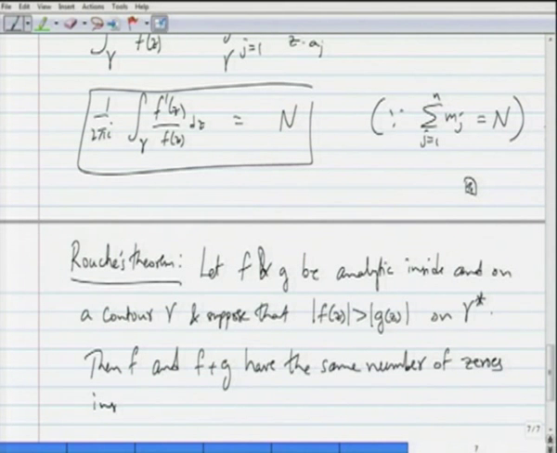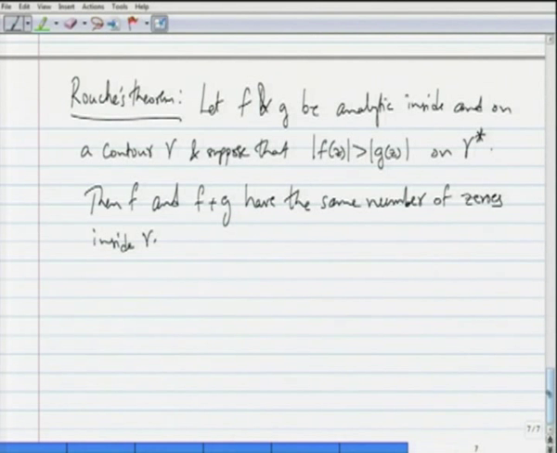Inside gamma. Once again, note that here we count zeros including multiplicity. So, when we include multiplicity, f and f plus g will have the same number of zeros. Okay. So, let t belong to [0, 1].